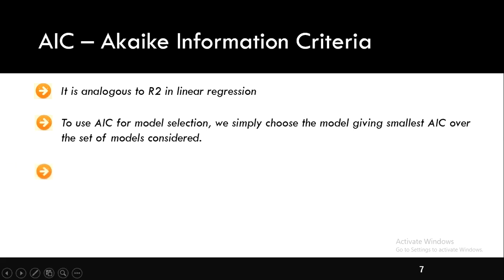What is AIC? AIC stands for Akaike Information Criterion. It is analogous to R squared in linear regression. Similar to R squared, AIC is the measure of fit which penalizes the model for the number of model coefficients. Therefore, we always prefer the model with minimum AIC value.